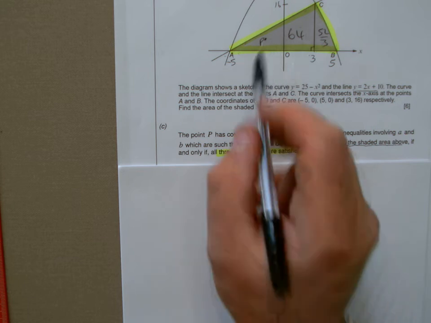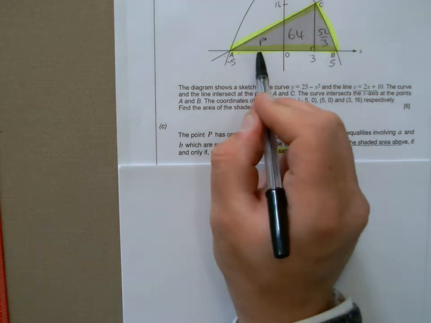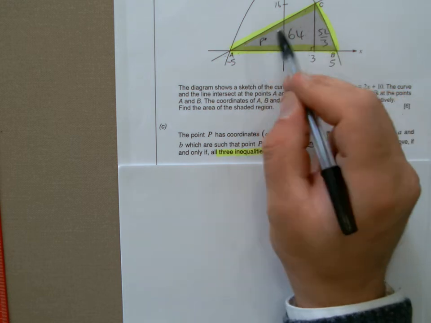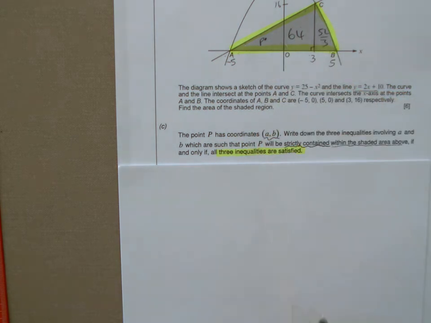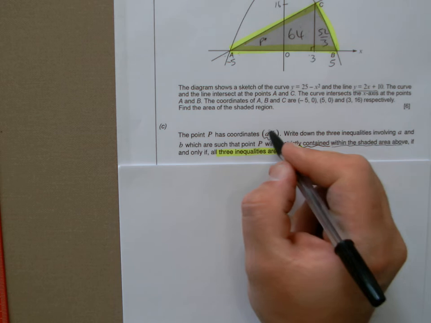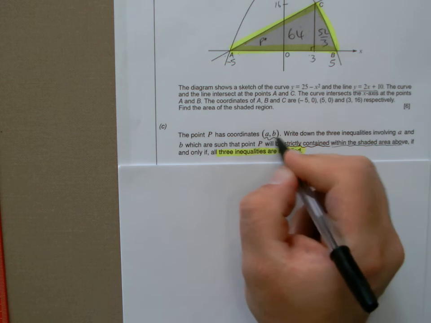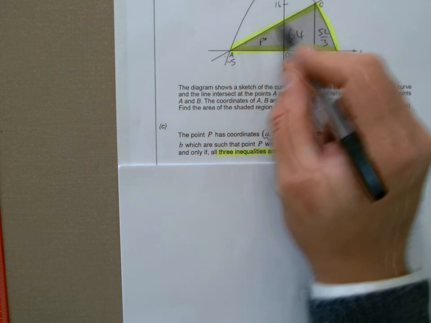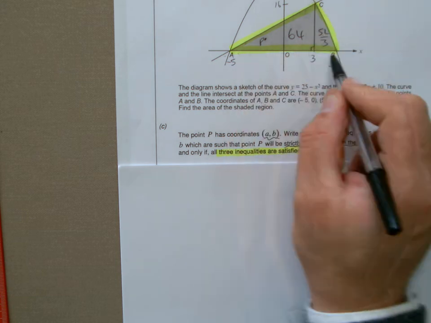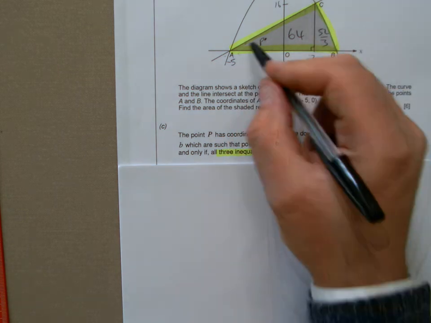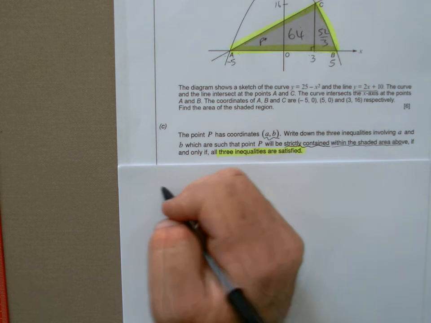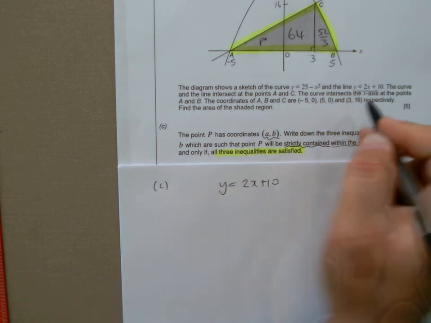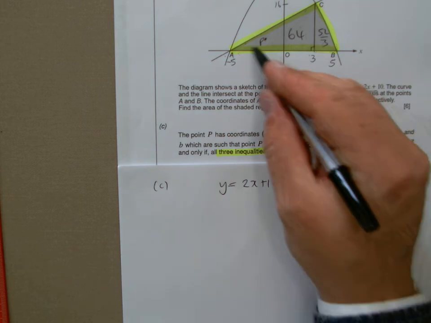So if it's strictly within it, it cannot be on the line. It cannot be on that line, and it can't be on the curve. It can't be on the boundary, so to speak. It's got to be strictly inside it. So we've got to think about what coordinates we could have for (a, b), and we can use what we know about this line and what we know about this curve. So let's start off with this line here. We've got y equals 2x plus 10. I've just taken the equation from here, because that's what that line is.